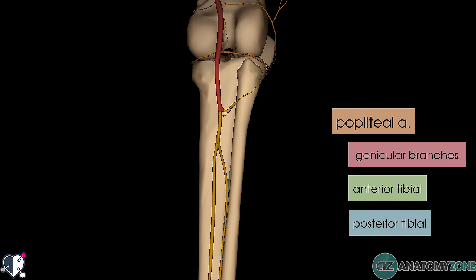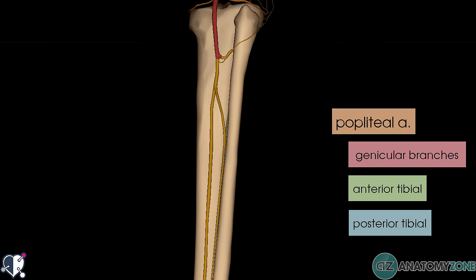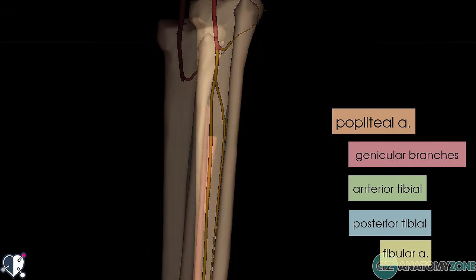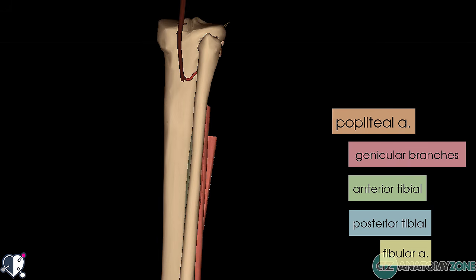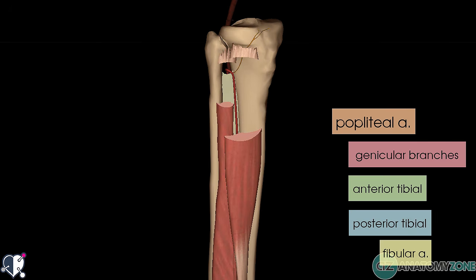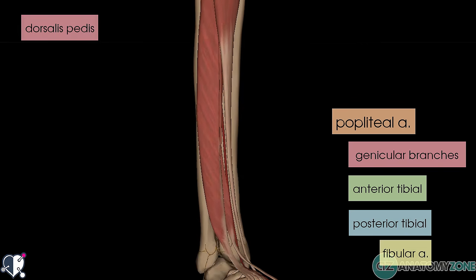The posterior tibial artery, which you can see here, descends along the superficial surface of the deep posterior muscles of the posterior compartment, and it gives off the fibular artery, which is also referred to sometimes as the peroneal artery, and this branch supplies the lateral compartment of the leg. The other branch of the popliteal artery is the anterior tibial artery. The anterior tibial artery passes into the anterior compartment of the leg through a gap in the interosseous membrane between the tibia and the fibula. It then descends down the leg, and at the foot, the anterior tibial artery becomes the dorsalis pedis artery.